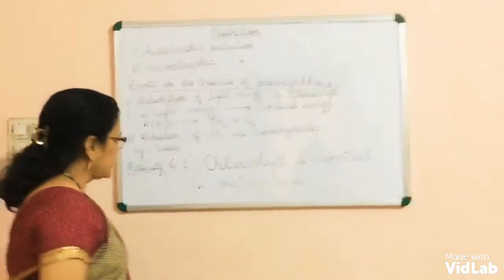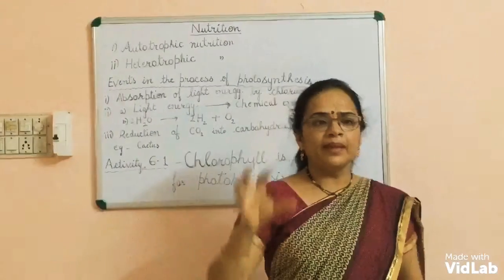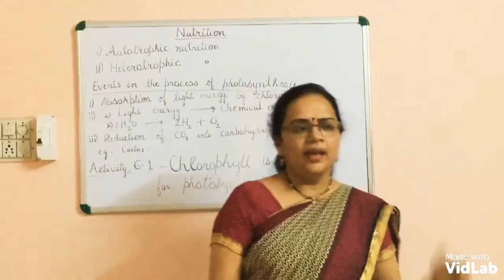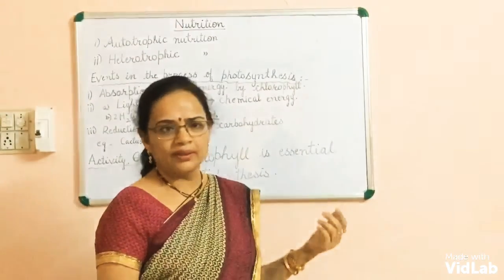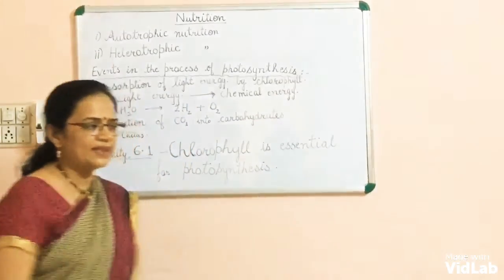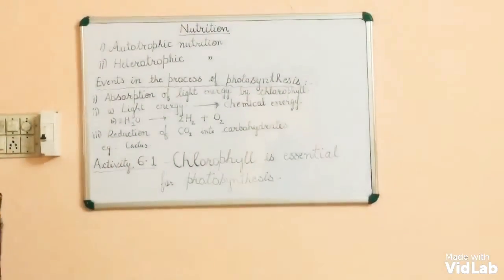Now our next step is different activities. What are the main things which are required in the process of photosynthesis? Carbon dioxide, water, chlorophyll and sunlight. These are the necessary conditions for the process of photosynthesis.